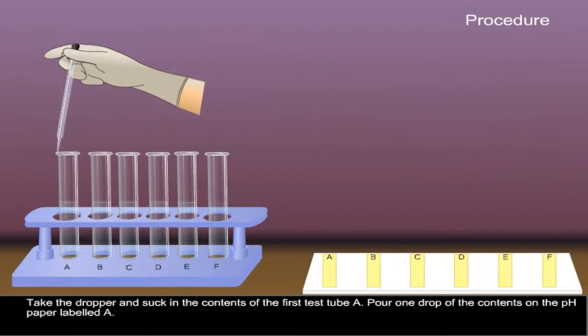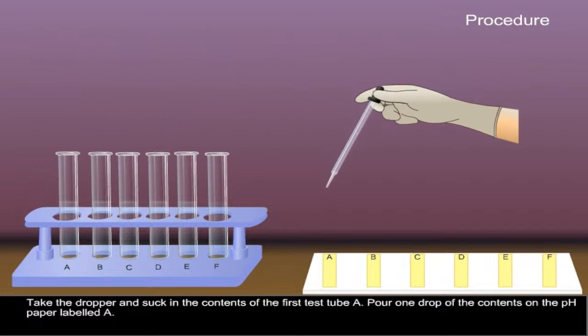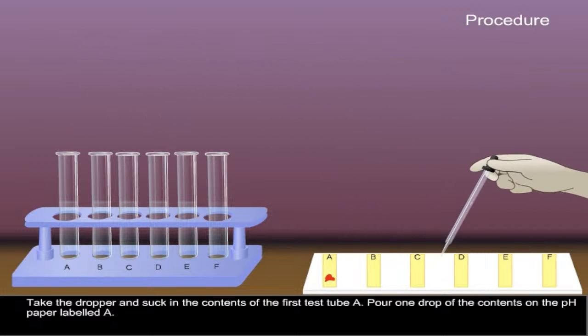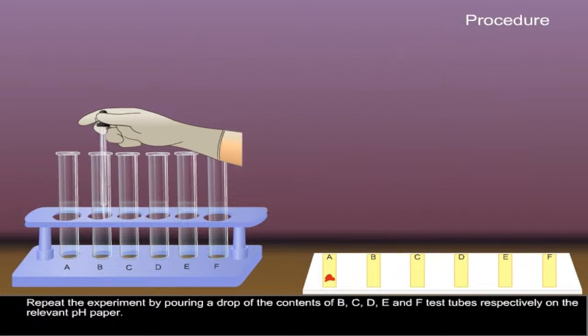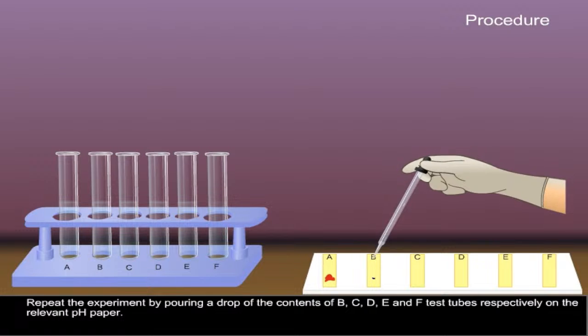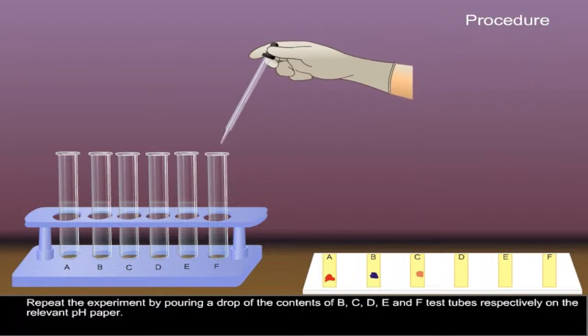Take the dropper and suck in the contents of the first test tube A. Pour 1 drop of the contents on the pH paper labeled A. Repeat the experiment by pouring a drop of the contents of B, C, D, E and F test tubes respectively on the relevant pH paper.